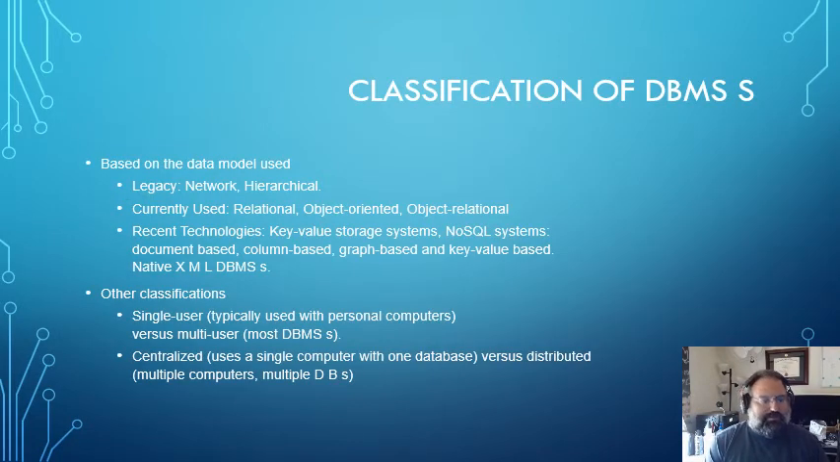Classification of database management systems. Based on the data model used. For example, the legacy ones are things like network and hierarchical. Currently used are things like relational, object-oriented, or object relational. Recent technologies include things like key value storage systems, NoSQL systems, document-based, column-based, graph-based, and native XML or JSON data stores. Other classifications include things like single user, typically on a single computer, versus multiple user, centralized, where everything happens on essentially one computer, versus distributed, which involves multiple computers.